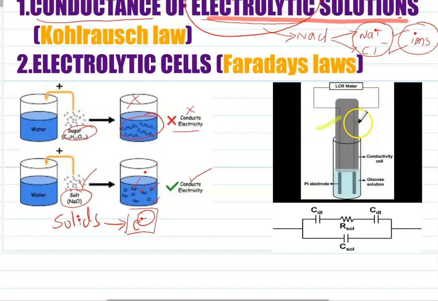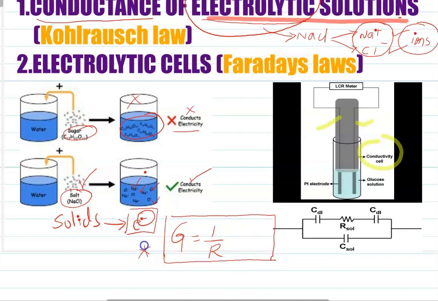This is called a conductivity cell. This conductivity cell is used to measure the conductance. Conductance is given by the formula: conductance is equal to 1 by resistance. G is equal to 1 by R, where G indicates the conductance. You need to remember the formulas, because formulas are very important in solving our problems.